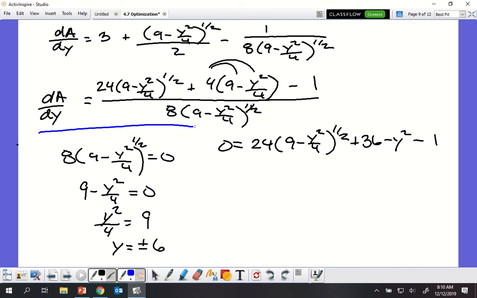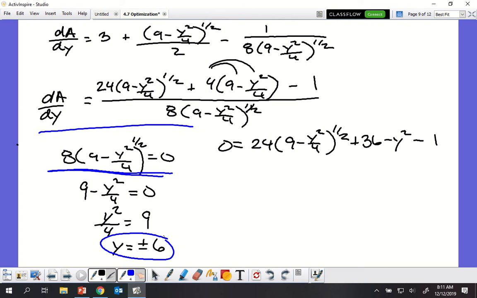But before I could do that, I took my denominator equals 0, because a critical point is not just where my derivative is equal to 0, it's also where my derivative is undefined. So once I took the denominator right here equals 0, that was going to be undefined. I solved for it, and I came out with y is equal to plus or minus 6.